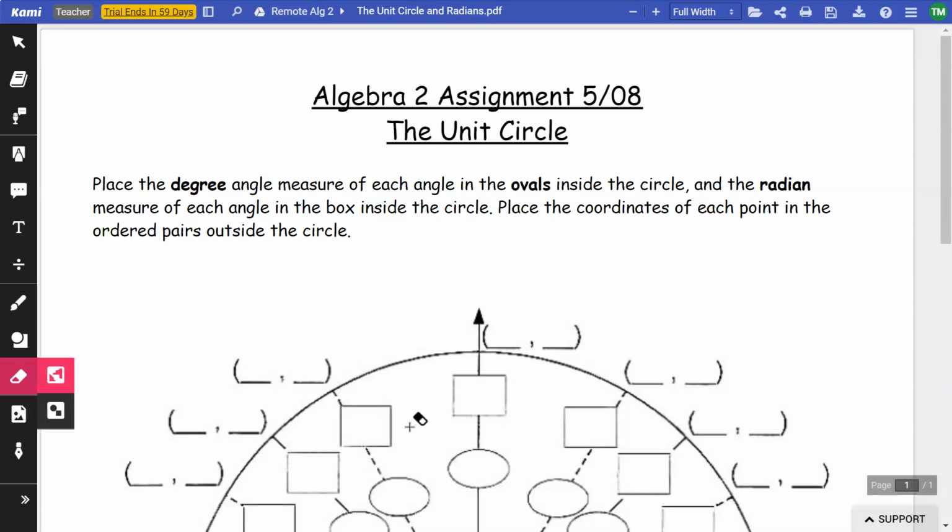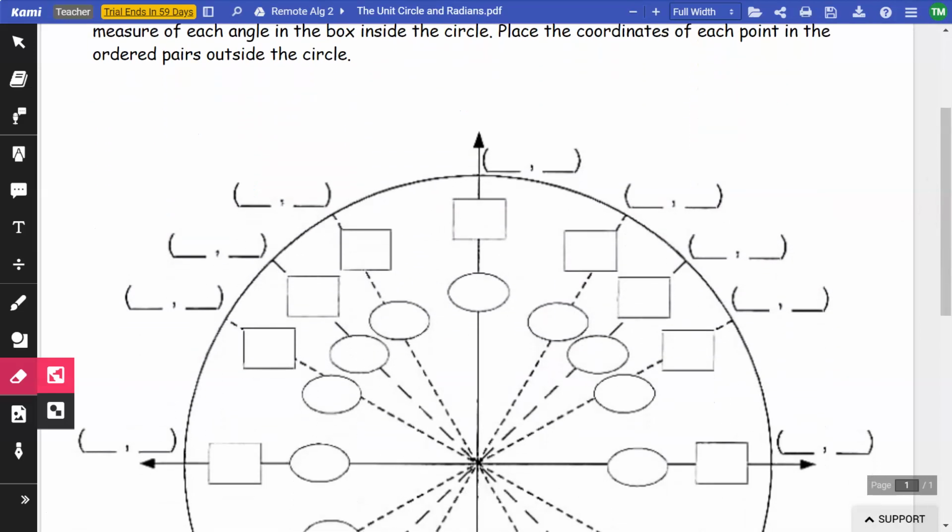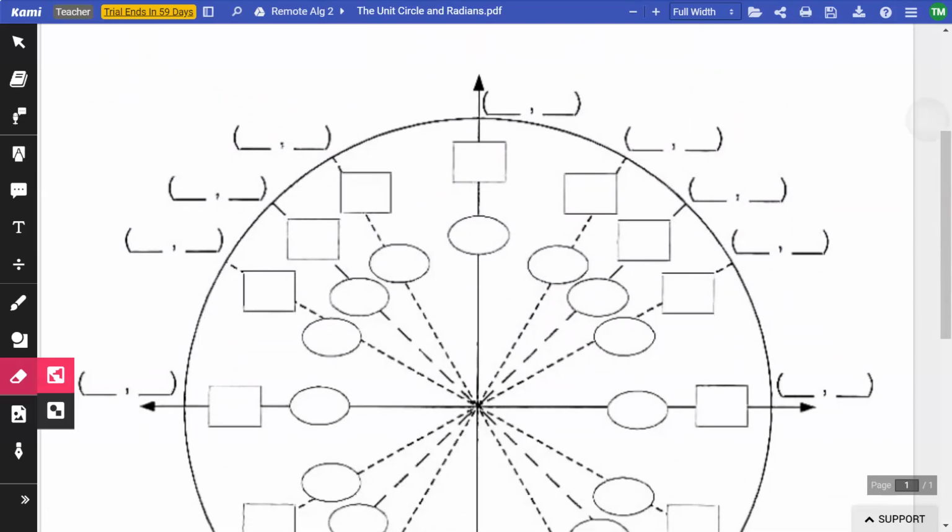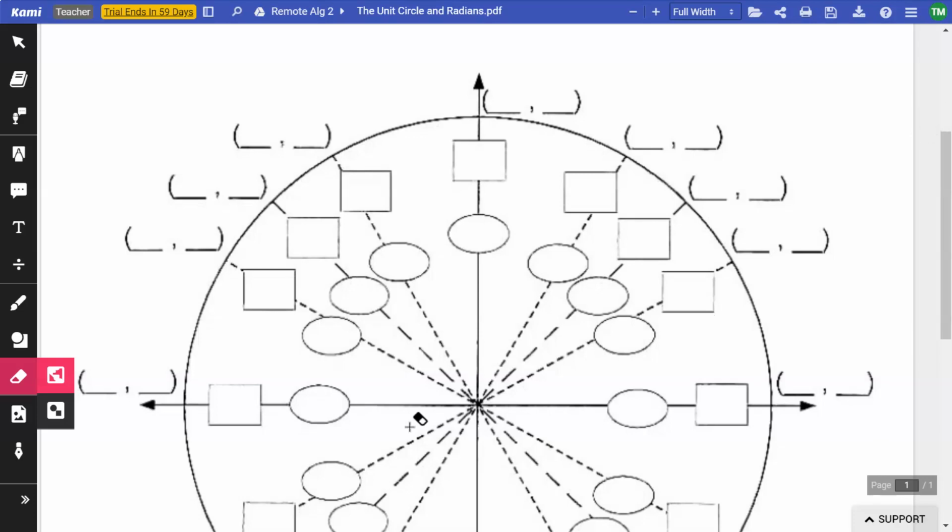So the directions are to place the degree angle measure of each angle in the ovals inside the circle and the radian measure of each angle in the box. Place the coordinates of each point in the ordered pairs outside of the circle. So let's jump right in. So we're going to put the degree measure in the ovals, the radian in the boxes, and then obviously the points and the coordinate points.